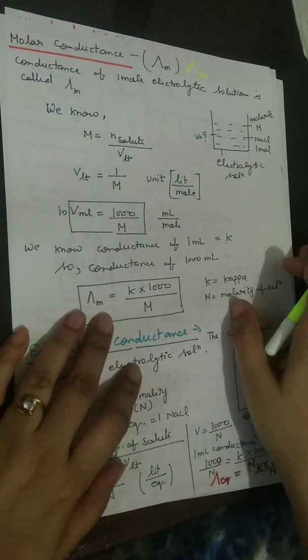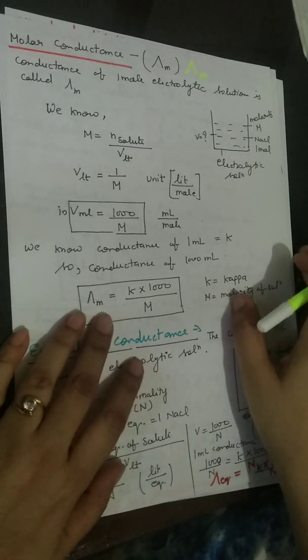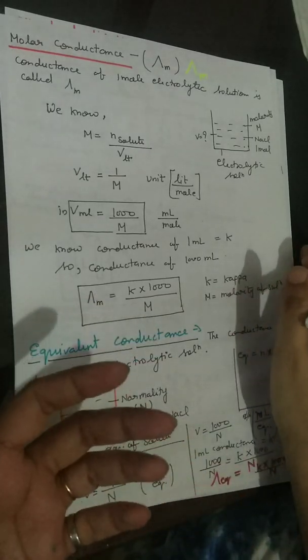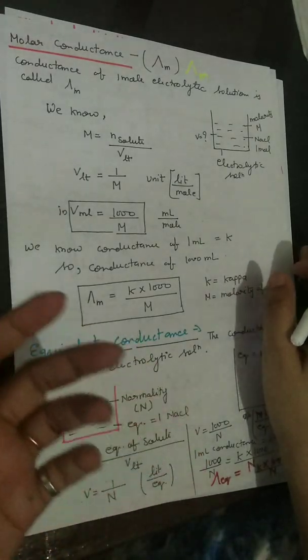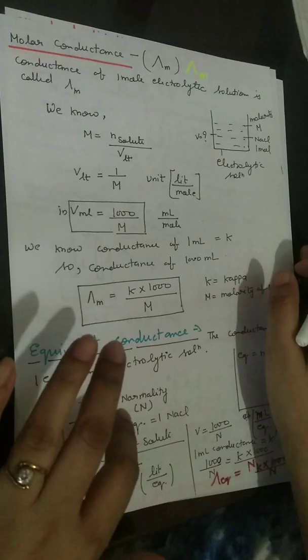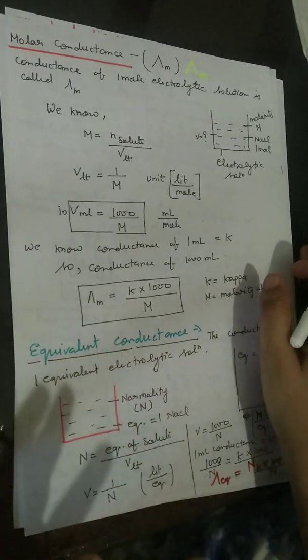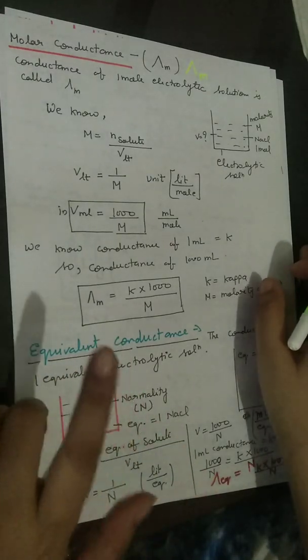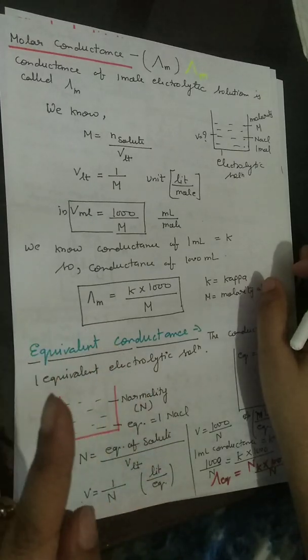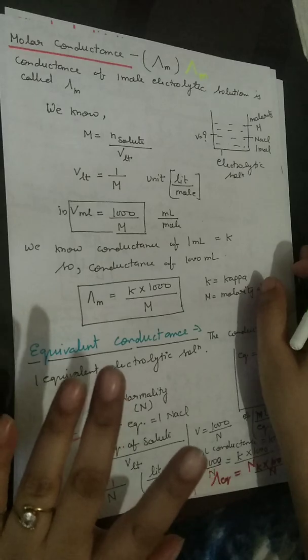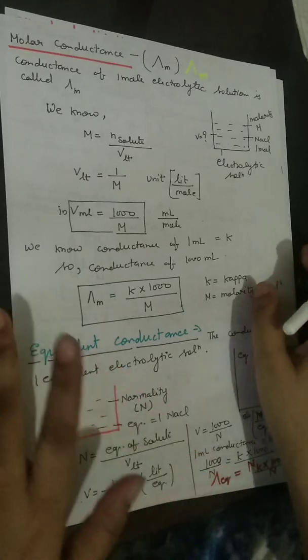It is the conductance of 1 mole electrolytic solution. The electrolytic solution in which 1 mole of solute is present, its conductance is known as the molar conductance. So, the condition is that the moles of solute should be 1 mole only.